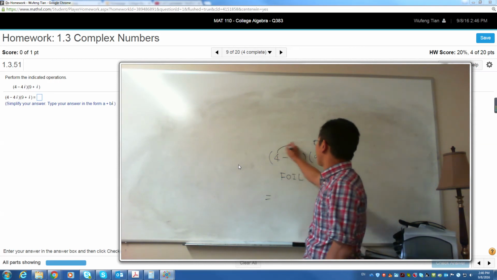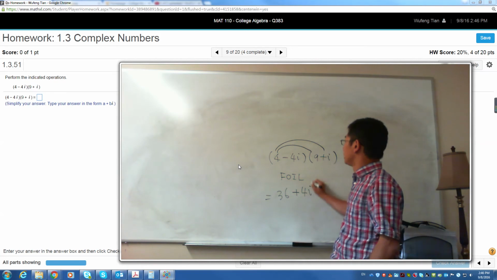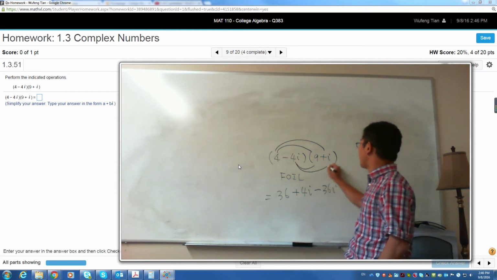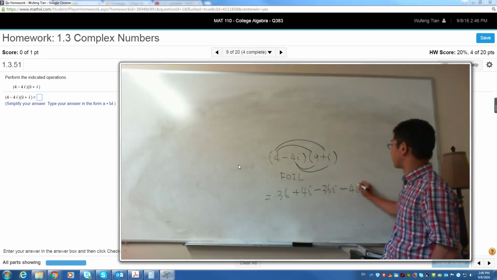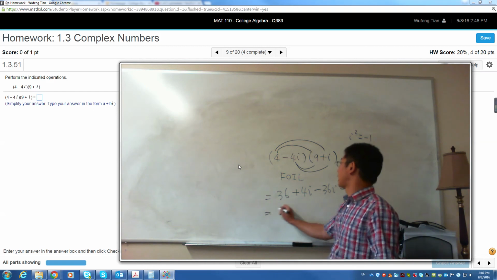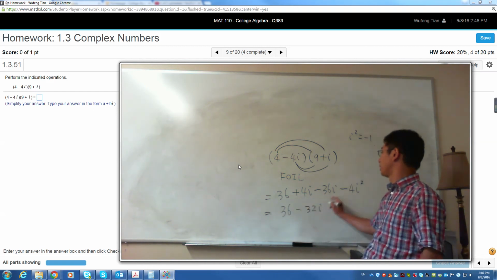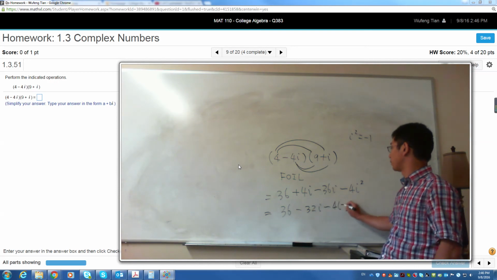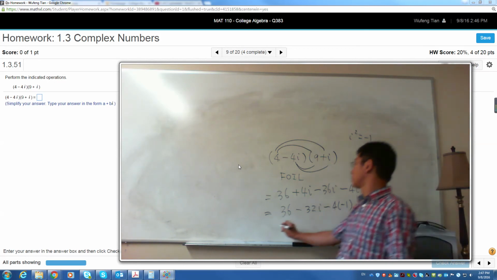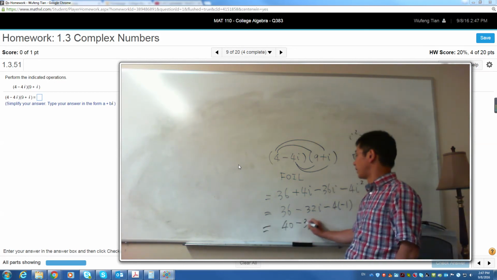So 4 times 9, 36. 4 times i, 4i. Negative 4 times 9, negative 36i. Negative 4i times i is minus 4i squared. And you know that i squared equals negative 1. So basically you have 36 plus 4, minus 36i and minus... 4i... minus 4 times negative 1, because i squared equals negative 1. And negative times negative is positive, so it's 36 plus 4, which is 40, minus 32i.